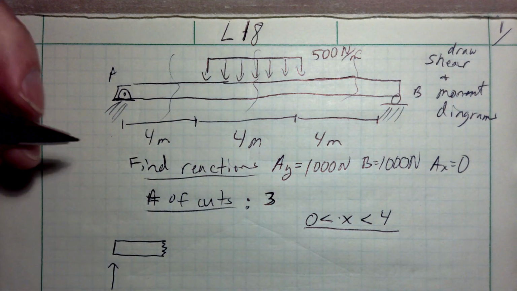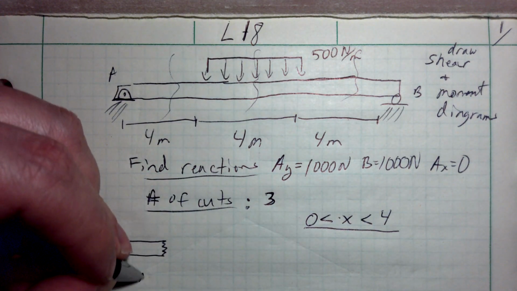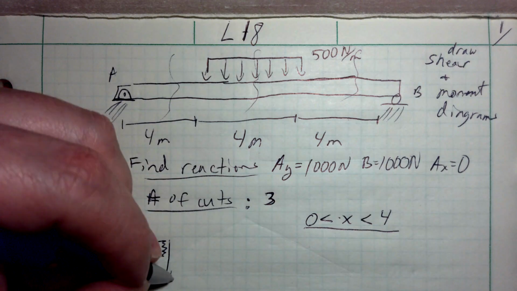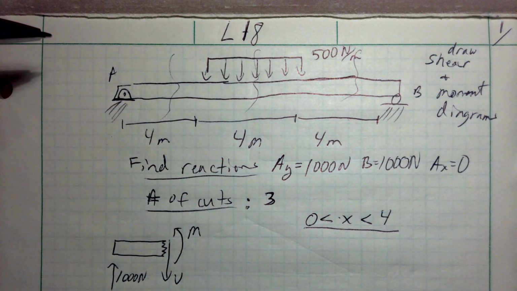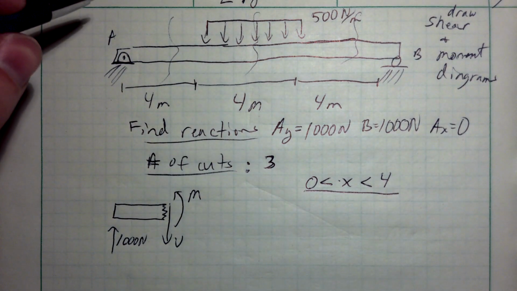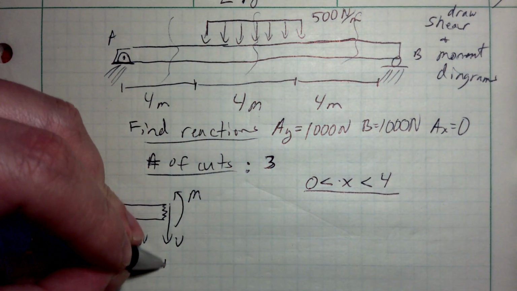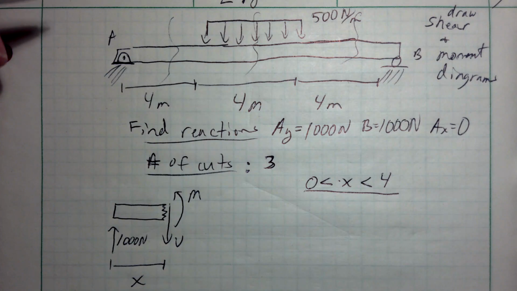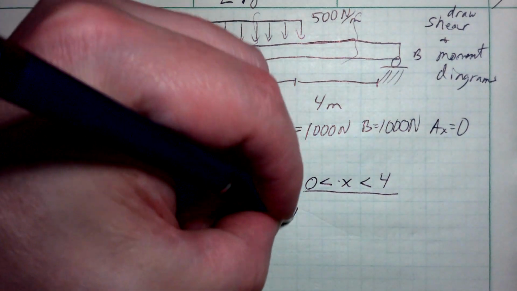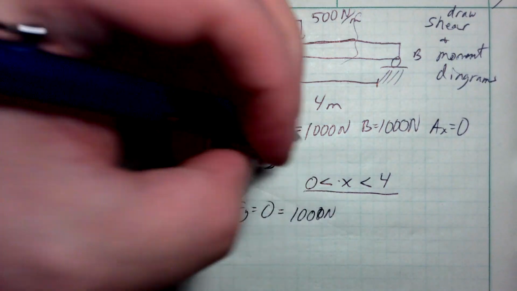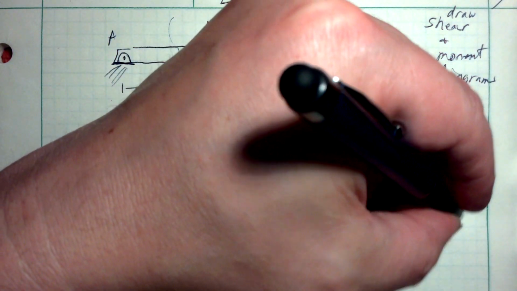I can apply my reaction force here at A of 1,000 newtons. I've got a shear that I've now exposed, and I've got a bending moment. You could draw a normal there, but there's no x direction forces, so the normal is going to be 0. And that cut is going to occur at some arbitrary distance x. So if I take sum of forces in the y direction, set that equal to 0, I've got 1,000 newtons going up, and then going down, I've got my shear force. That, again, sums to be 0, so my shear through this region is going to equal 1,000 newtons.